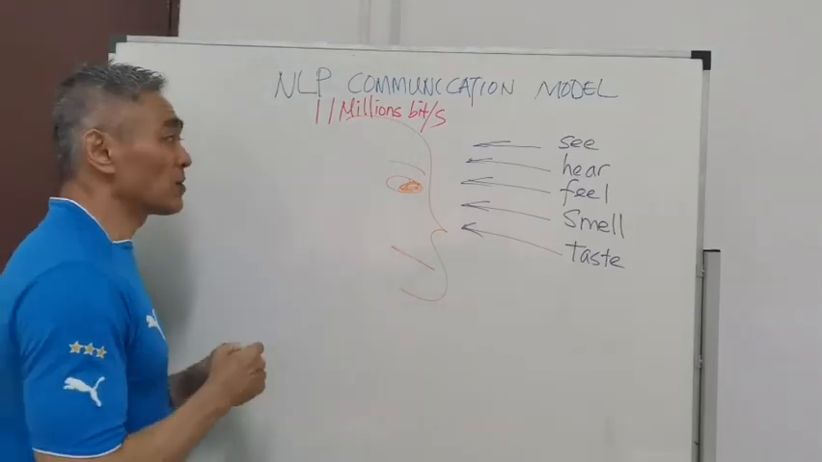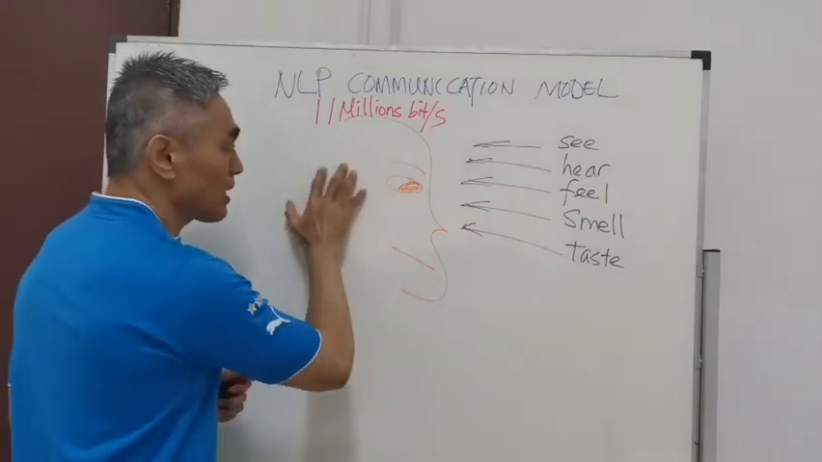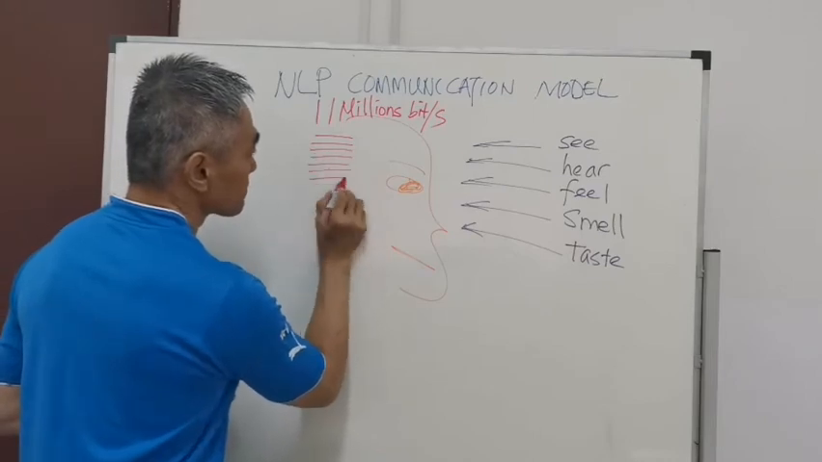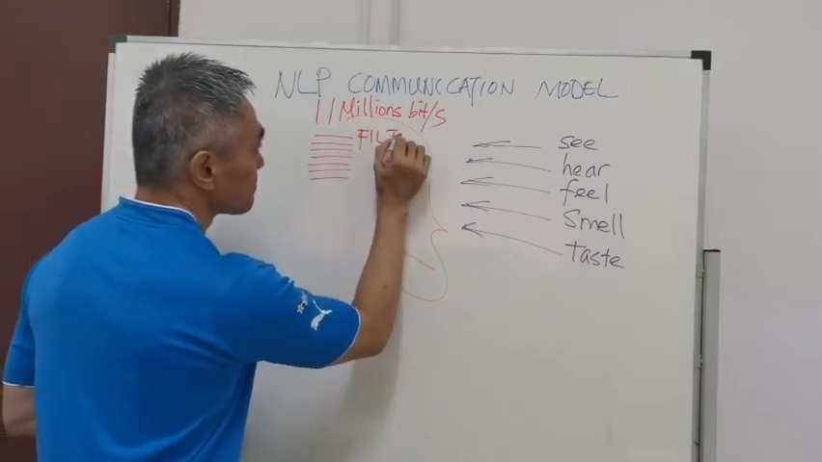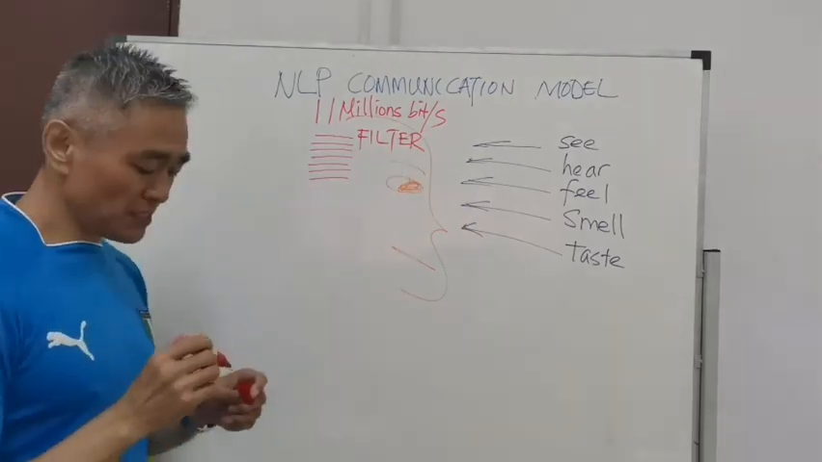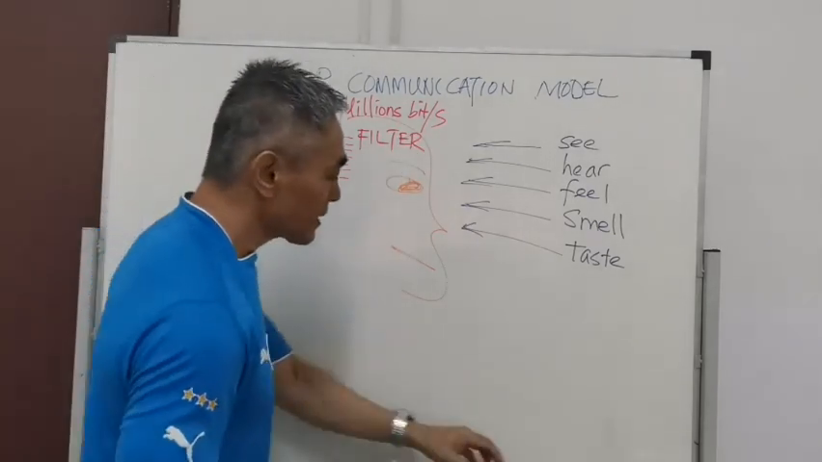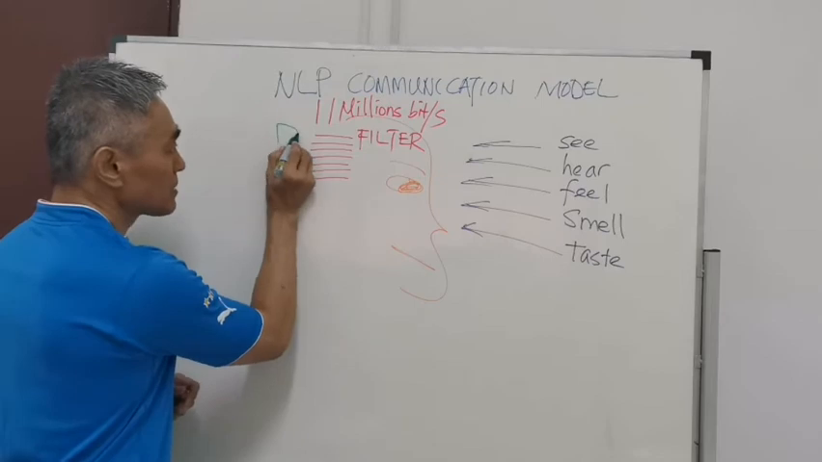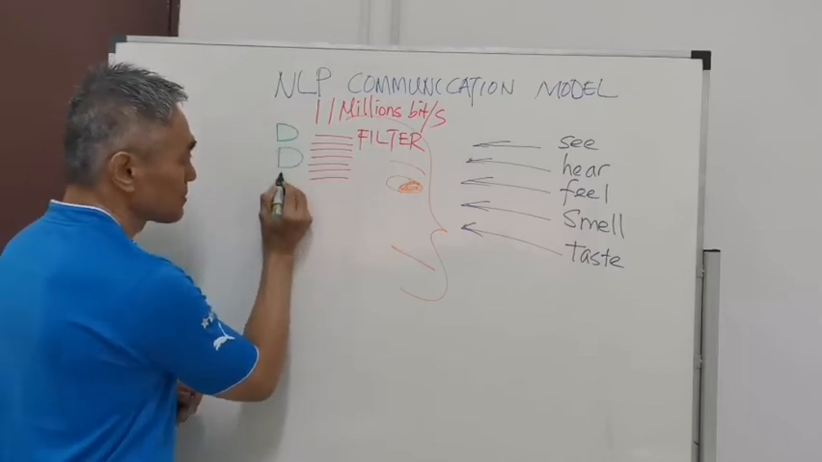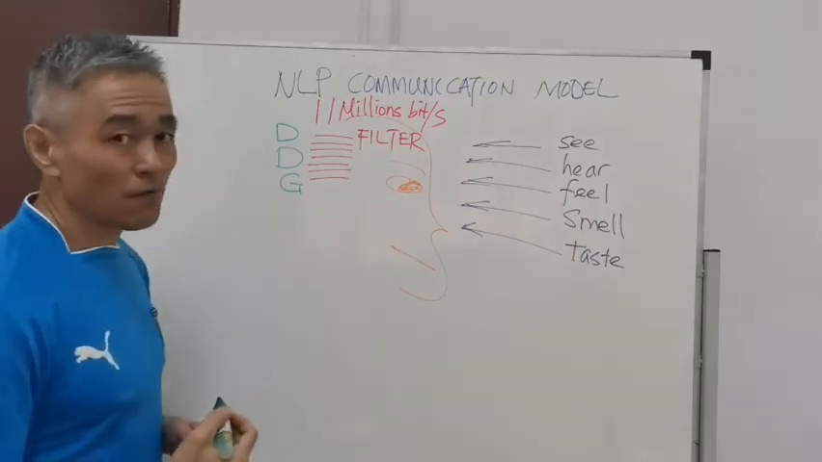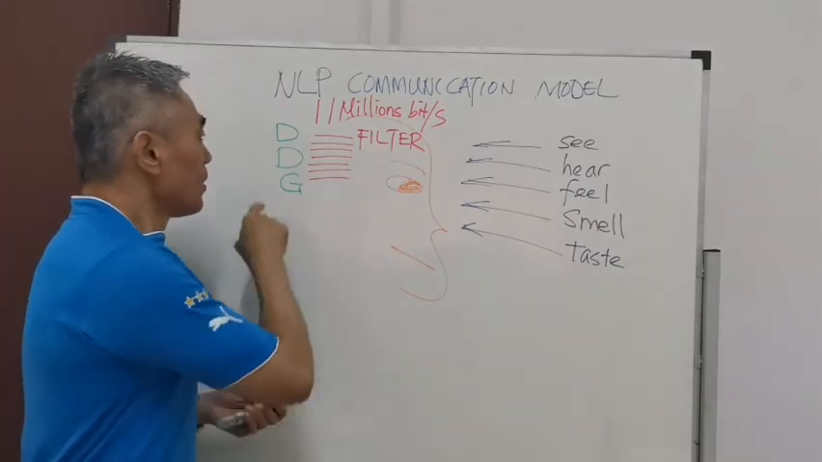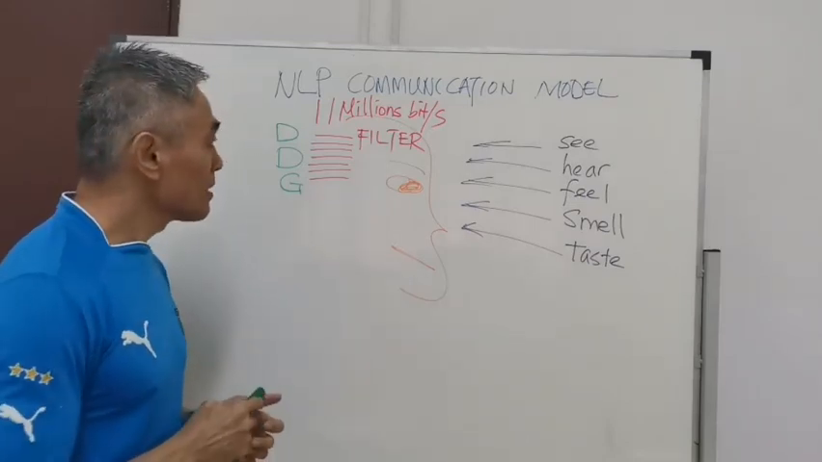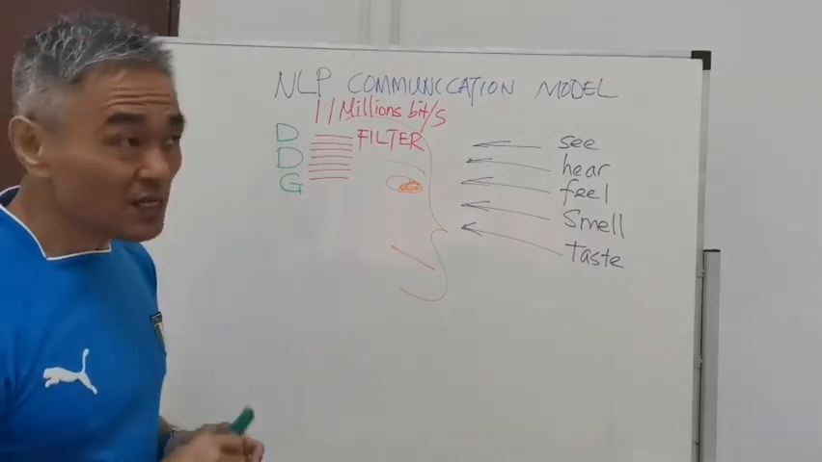Therefore, in terms of psychology, it's very, very important. Inside our brain, in our nervous system, we have a filter system. This filter system helps us filter out information through what we call delete, distort, and generalization. All these three are very important functions for every one of us. The first D is delete.